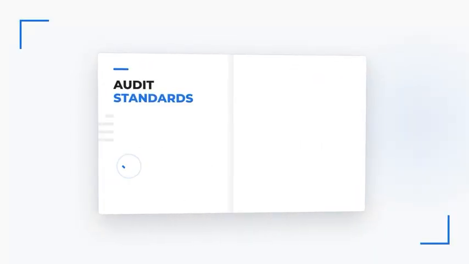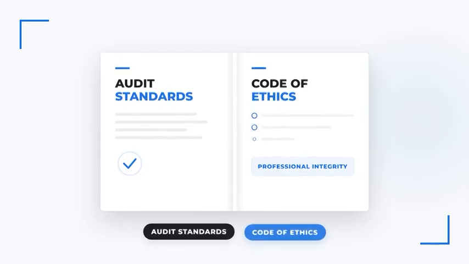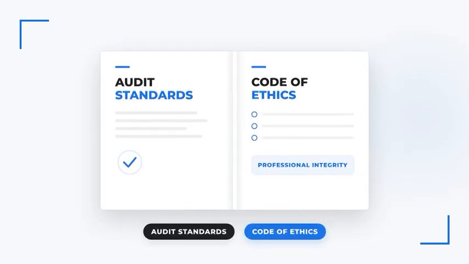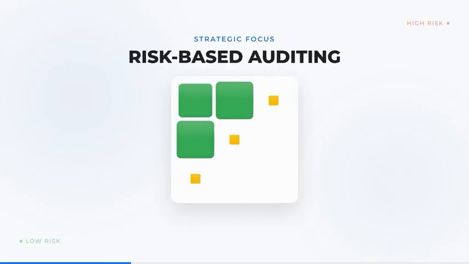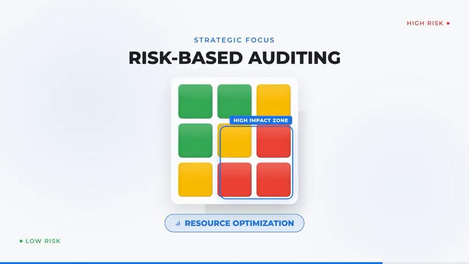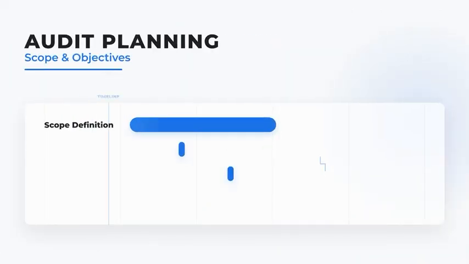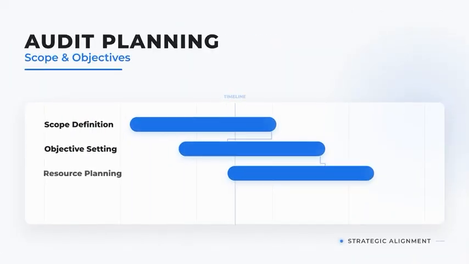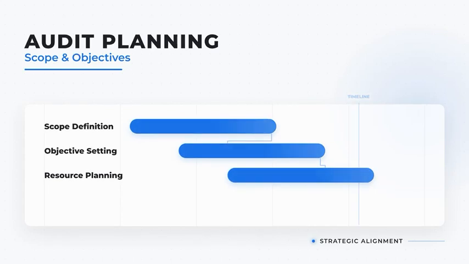First, we look at IS Audit Standards, Guidelines, and Codes of Ethics. These are the rules of the road for every professional auditor. Next is risk-based auditing. This ensures that audit resources are focused on the areas with the highest potential impact on the organization. We also cover audit planning and management. This involves defining the scope, objectives, and the specific steps needed to complete the audit.